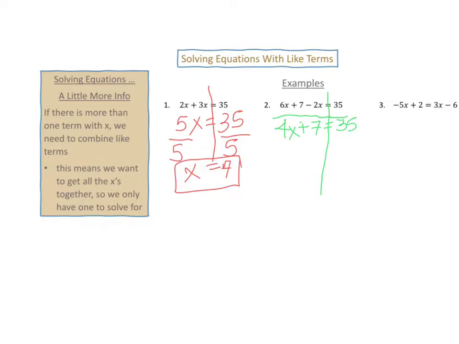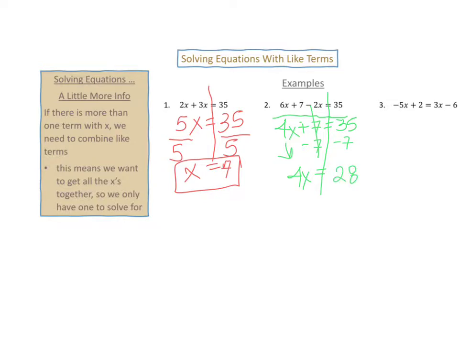I have to get rid of the 7, don't I? Because I have letters and numbers on the left-hand side. So the opposite of positive 7 is what? If you said minus 7, you are correct. This goes away. I bring down my 4x. 35 minus 7 is 28. Now I have 4x equals 28.